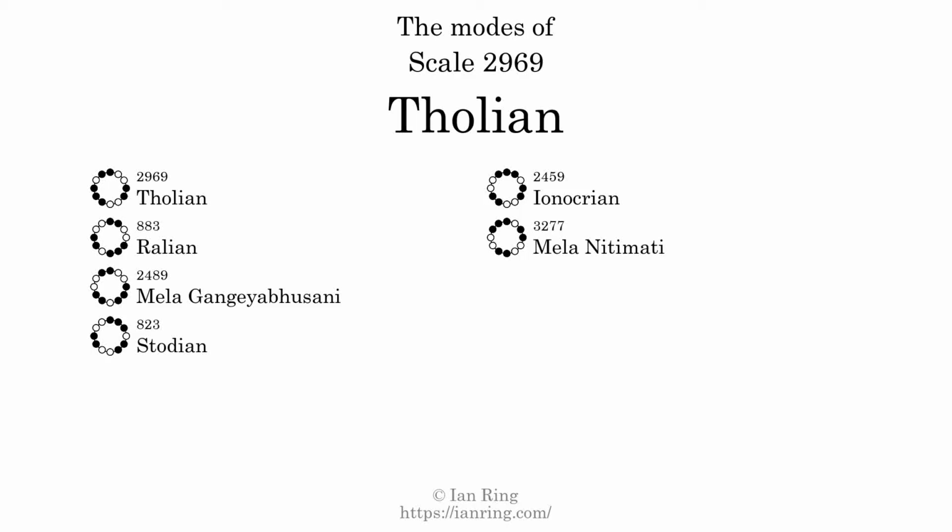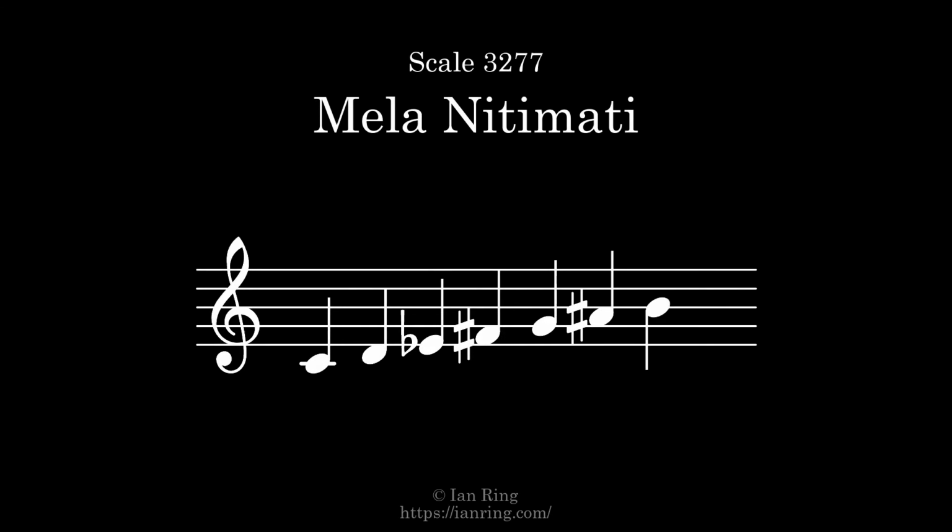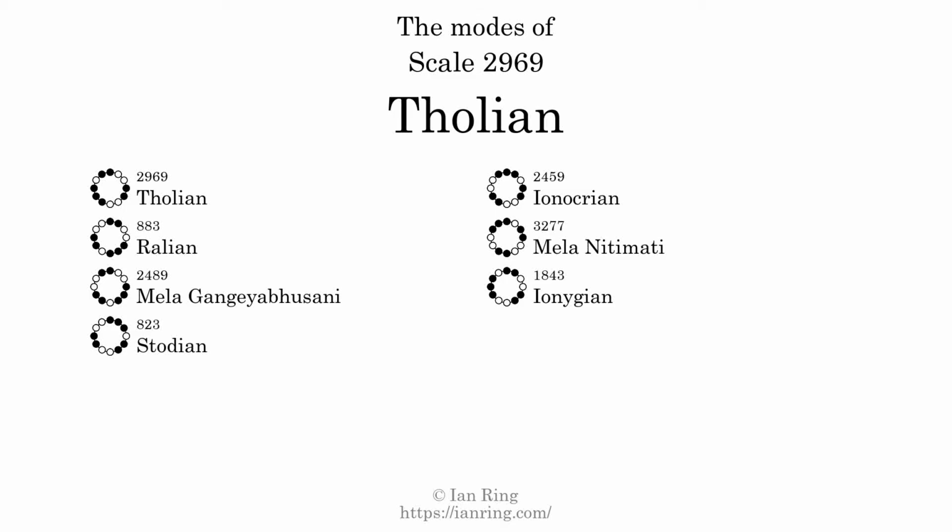The sixth mode is scale 3277, also known as melanotimity. It sounds like this. The seventh and last mode is scale 1843, also known as ionogen. It sounds like this.